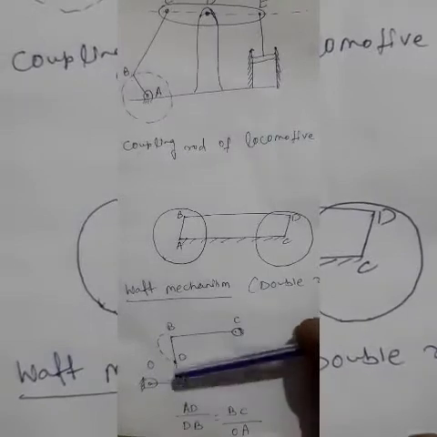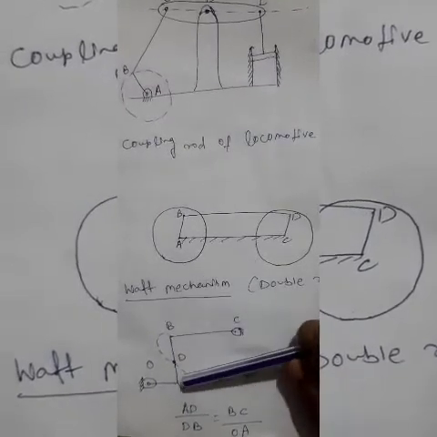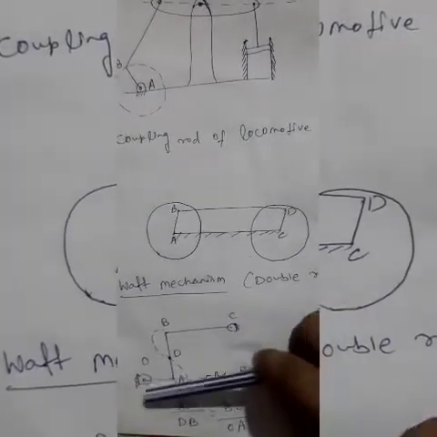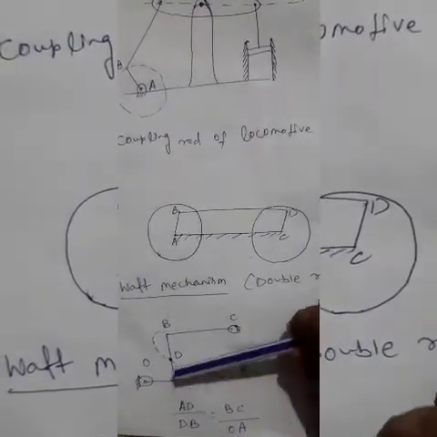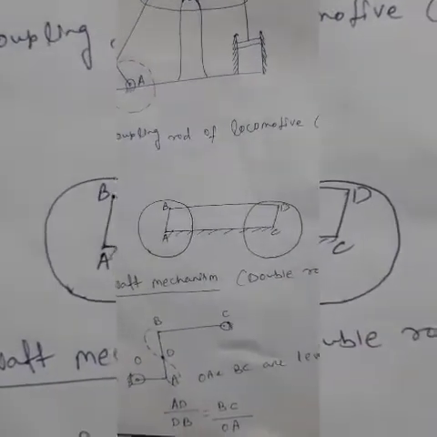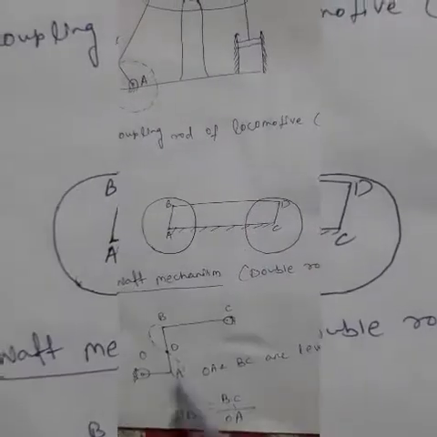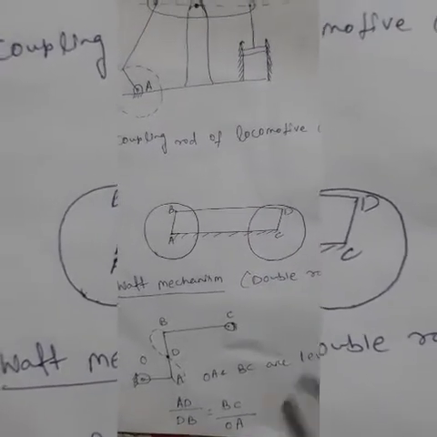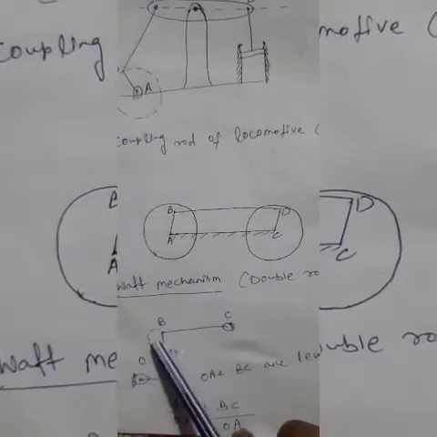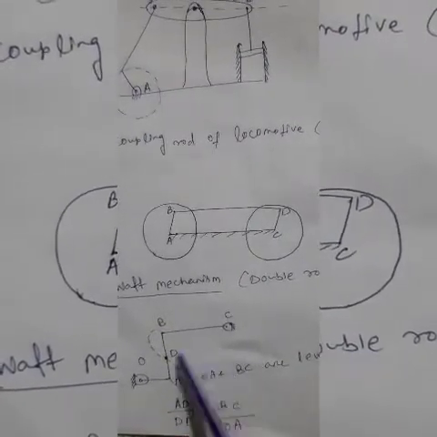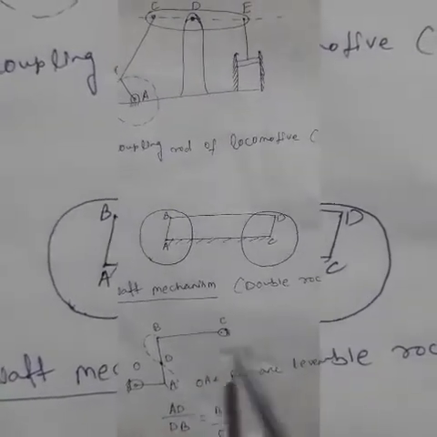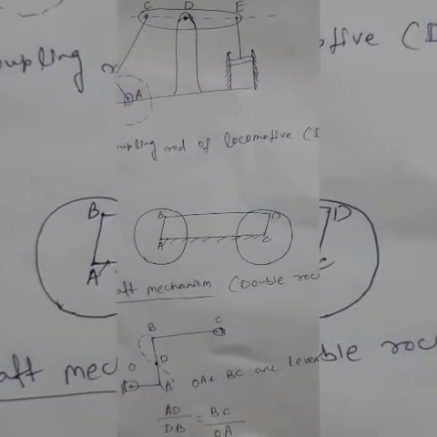The point D is the midpoint of BA. Because of the movement of BC and OA, the point D will move in such a way that it will always try to lie in a straight line, and it will maintain the relation AD by DB equal to BC by OA. Basically, here also none of the links are making 360 degrees, so it is a double rocker mechanism and it is found in the suspension system of automobiles.